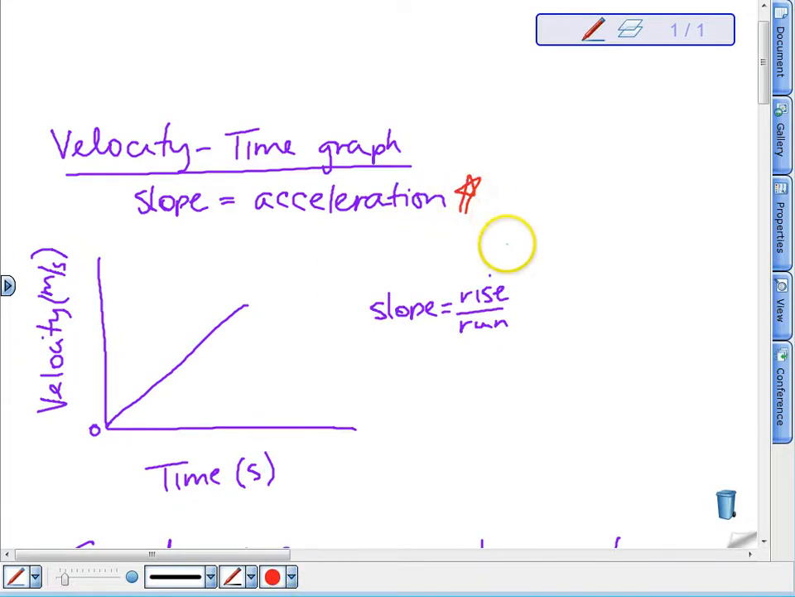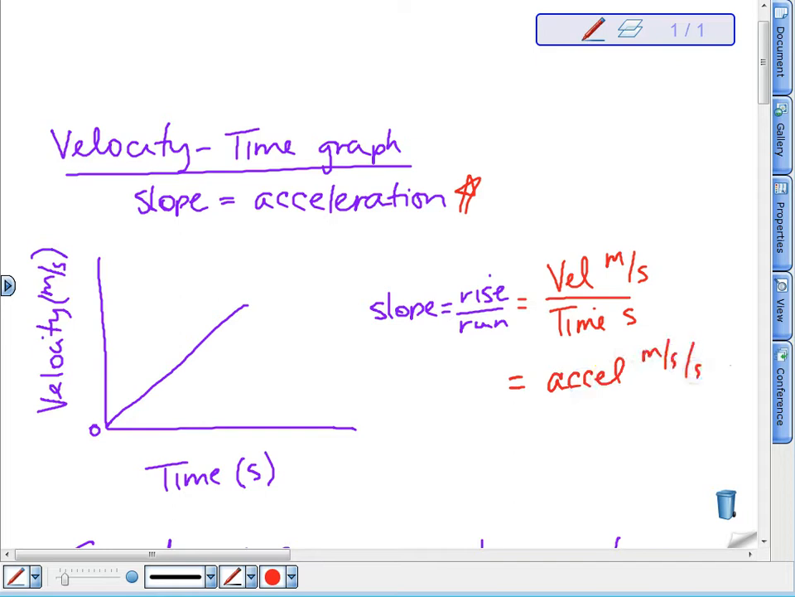instead of speed. Remember that our slope is always rise over run. For a velocity time graph, that rise is velocity in meters per second, and that run is time in seconds in this case. So the slope is going to give us acceleration in meters per second, or meters per second squared, which we know is both our valid acceleration units.